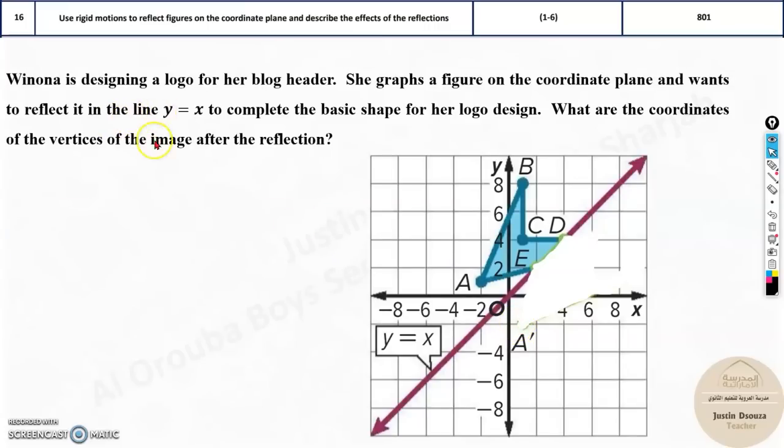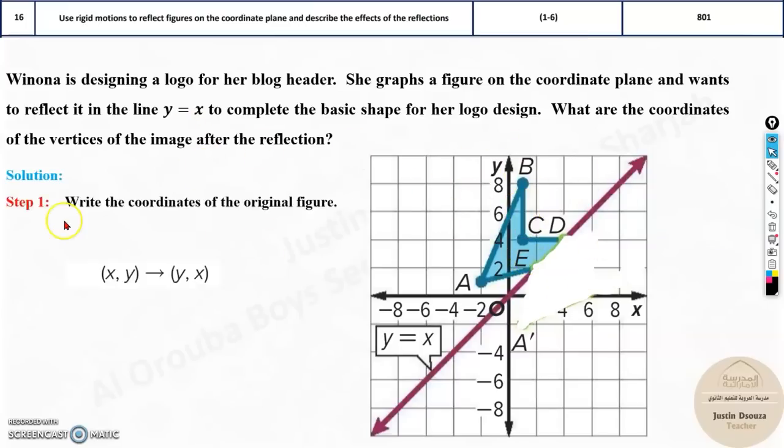You should look into the question. If they ask you for reflection along y equals x, and over here they have not given the coordinates, they have given the graph itself, you must remember the formula for reflection along y equals x is very simple. You swap the coordinates. That's it. Now, see what the coordinates for A are. A is -2 and 1. B is 1 and 8. Same way, C is 1 and 4.